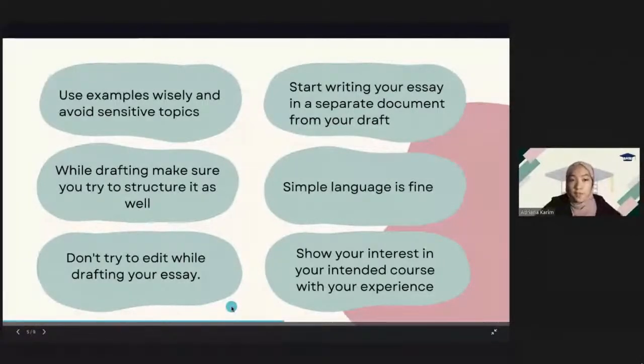So as you have your brainstorm sheet, it will make your essay writing a lot smoother, and you will actually know what to write and when to write. Okay, so don't try to edit while drafting your essay. Okay, as for this part, right?